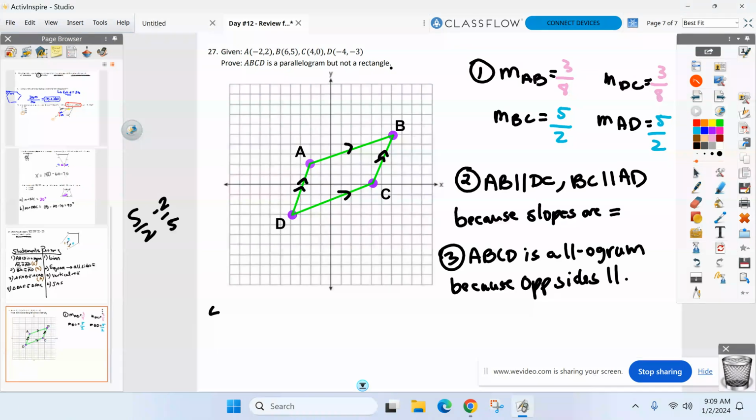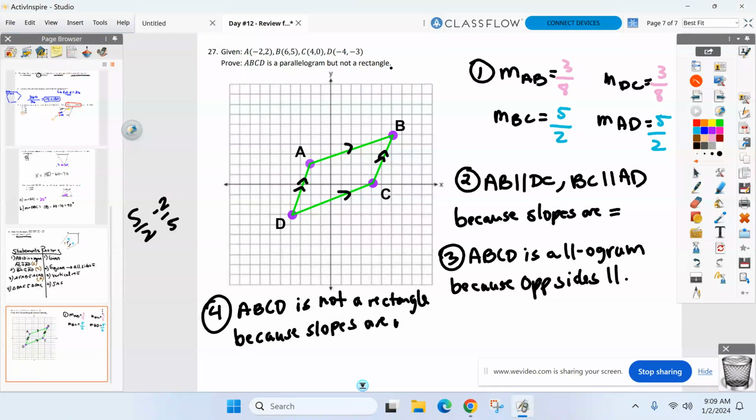So we can go to number 4. ABCD is not a rectangle because slopes are not negative reciprocals. You cannot tell me it has no right angle. I need to know why it doesn't. By saying there are no negative reciprocals, you're telling me what's going on here. Just don't say because it doesn't have a right angle. Well, why doesn't it have a right angle? There you go. Slopes are not negative reciprocals.